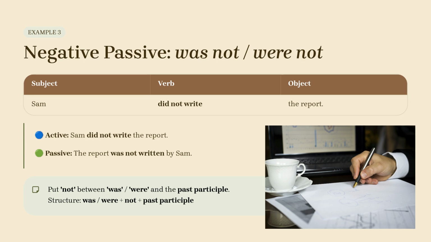Example 3 teaches us about the negative passive using was not or were not. In the active voice, we say, Sam did not write the report. When changed to the passive voice, it becomes, the report was not written by Sam. Simply put the word not between was or were and the past participle, such as saying was not written.